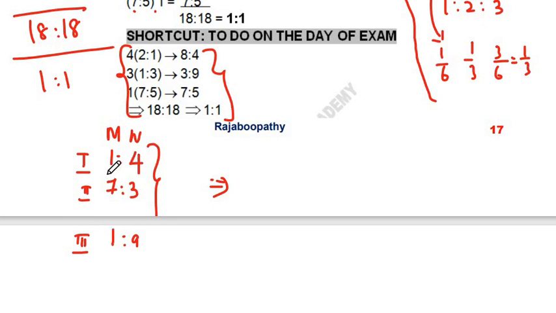So 1 is to 4, 5 parts; 10 parts; 10 parts. Make everything as 10 parts. So therefore 1 is to 4 becomes 2 is to 8. So 10 is to 20, which is nothing but 1 is to 2, the answer. Great. So everyone answered correctly.